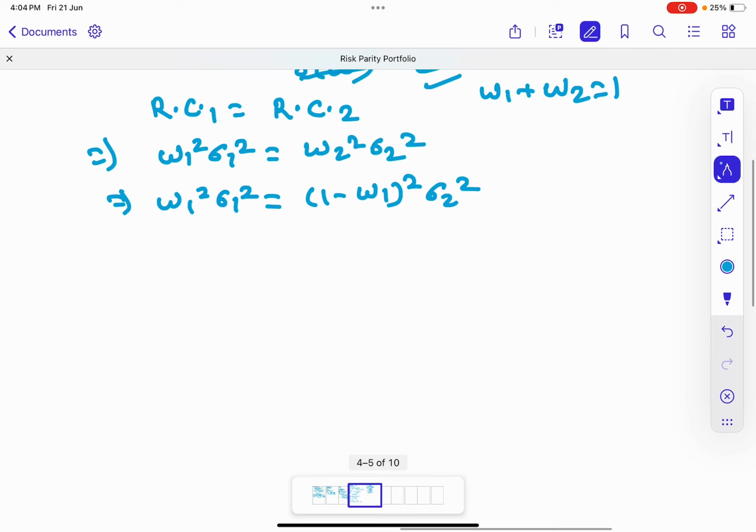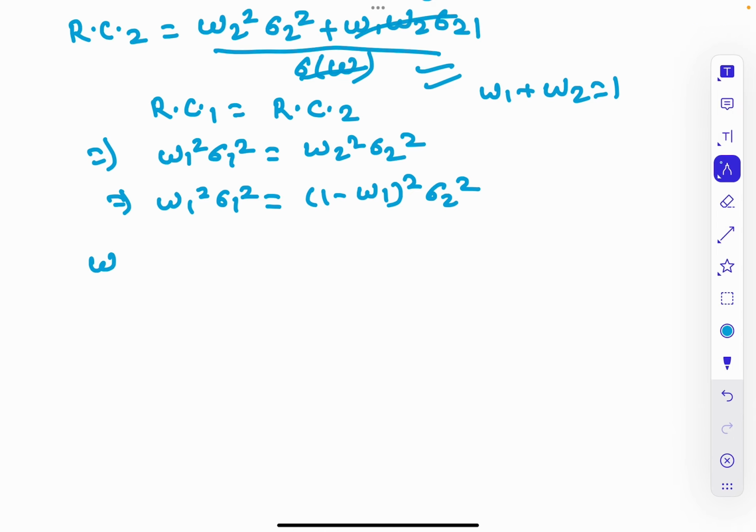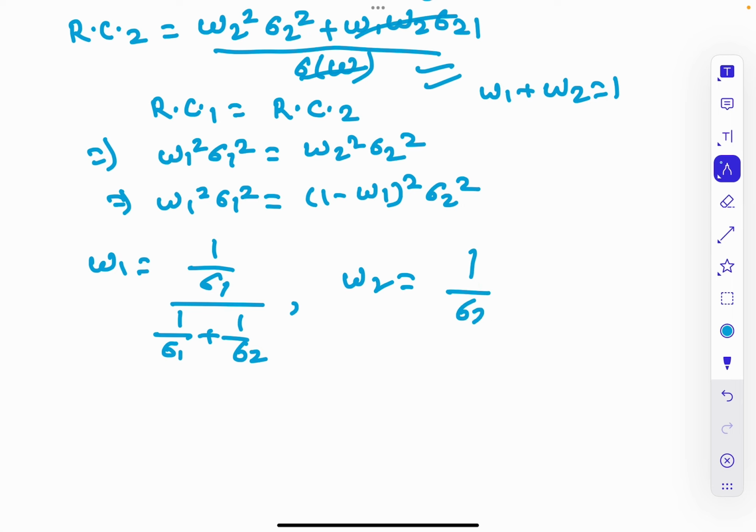And then I hope you can find what W1 will be from here, because you have one equation and only one variable. From here, you can find weight W1. The weight W1 will be 1 by sigma 1 divided by 1 by sigma 1 plus 1 by sigma 2. Similarly, weight W2 will be 1 by sigma 2 divided by 1 by sigma 1 plus 1 by sigma 2.